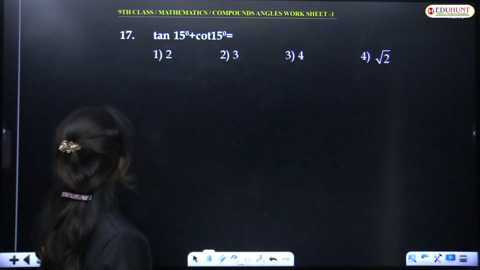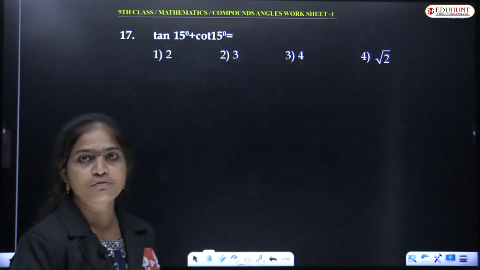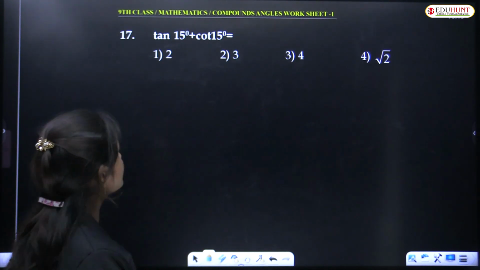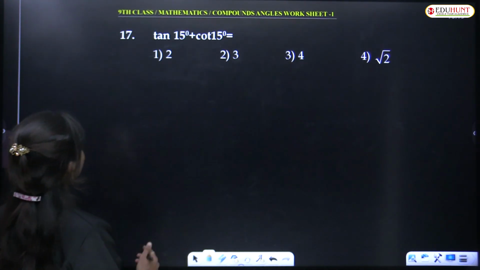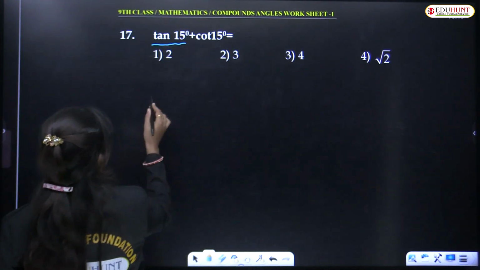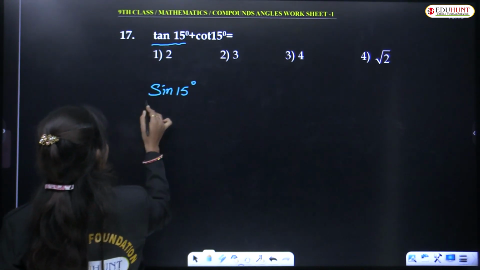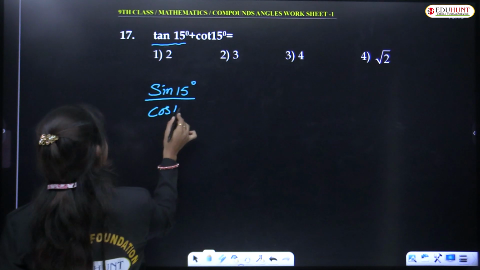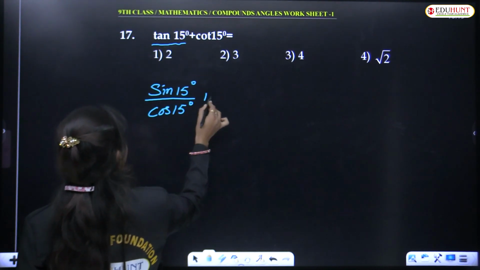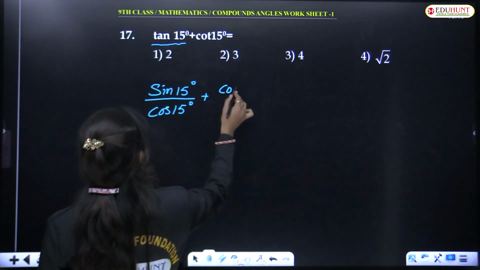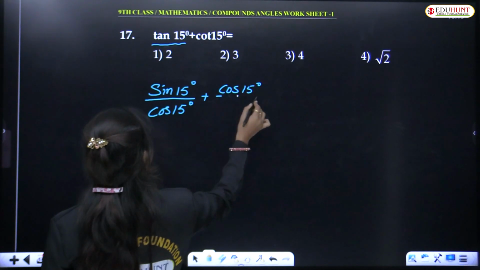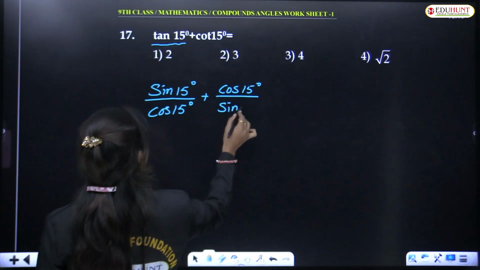Okay, see here next, tan 15 degrees plus cot 15 degrees. This is also easy only. See here how to do. So tan 15 degrees we can write it as sine 15 degrees by cos 15 degrees, plus cot we can write it as cos 15 degrees by sine 15 degrees.